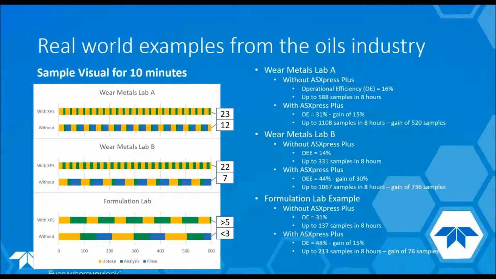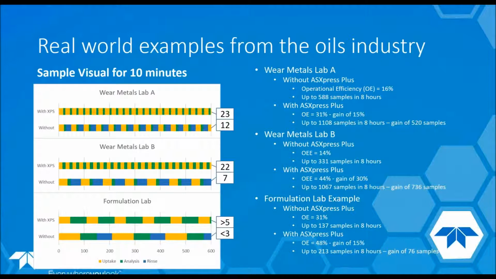So here are some real-world examples from the oils industry. On the left, there's a sample visual. That's for 10 minutes worth of time. So how many samples could we run in 10 minutes? The top 2 are wear metals labs, and you can see that there's with and without the ASXpress. It's easy to tell them apart because the without is the only time that you see any sort of a rinse parameter in there. So if you're looking at a line with blue, that's before the Express.